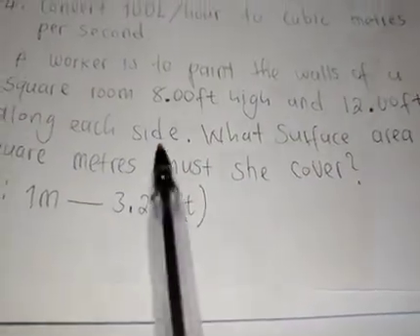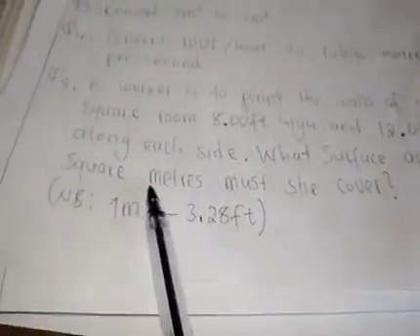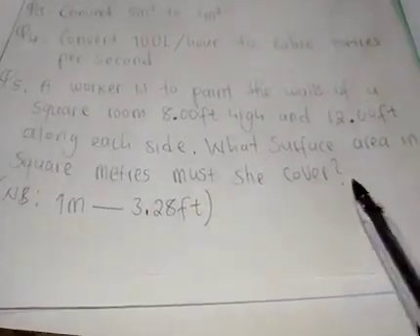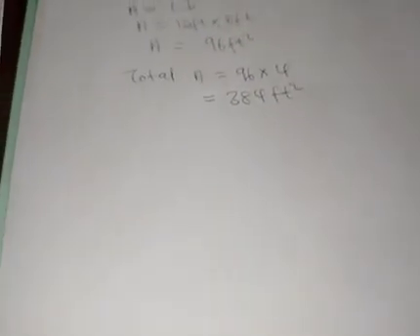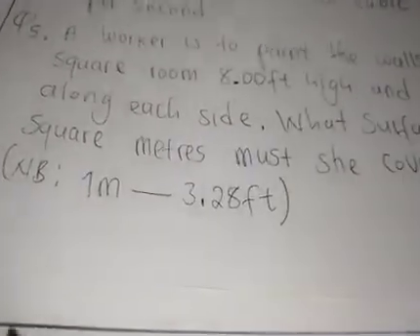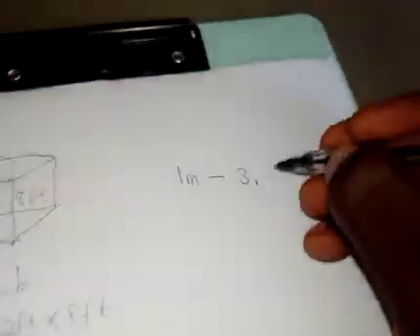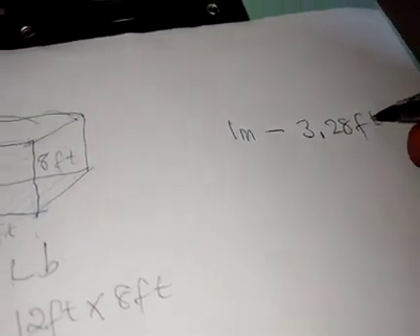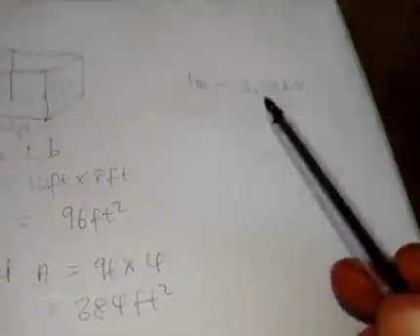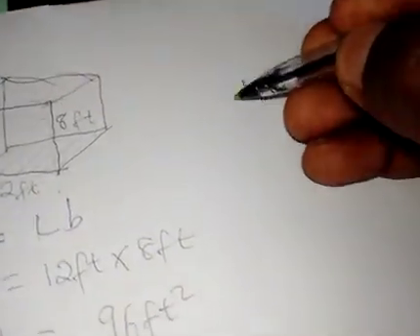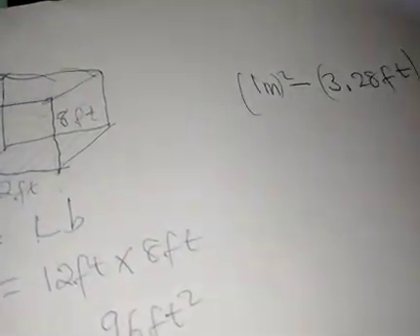But according to the question, what surface area in square meters must she cover? So this answer should now be converted to square meters using the chain link conversion. Let's check the conversion which has been given: 1 meter is equal to 3.28 feet. Since we are dealing with area, we should square the conversion factor so that it suits area.